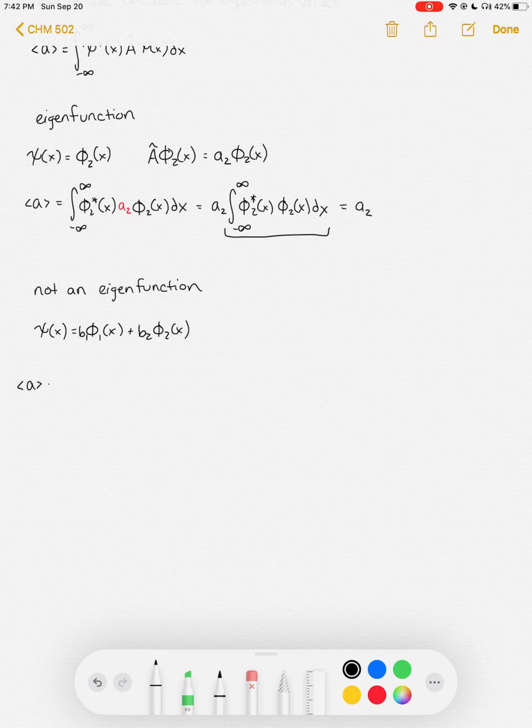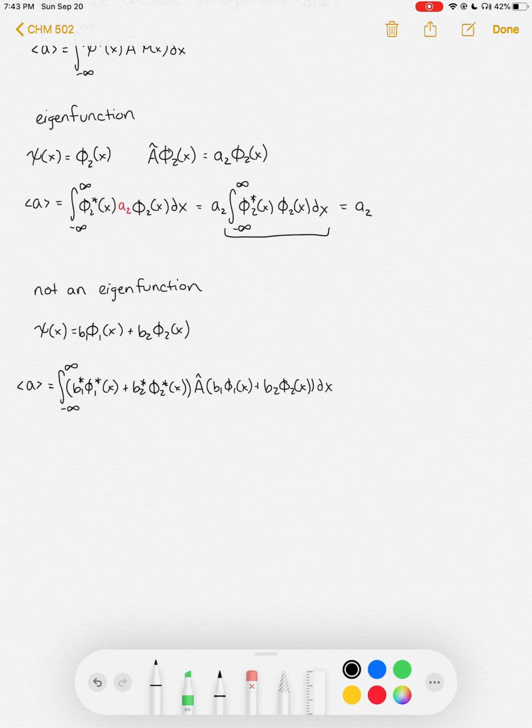The expectation value of A, again, is equal to the integral from negative infinity to infinity of the complex conjugate of our wave function, which in this case is b1 star phi1 star plus b2 star phi2 star, where I'm starring all of these terms. Then it's our wave function again, operated on with operator A: operator A acting on b1 phi1 of x plus b2 phi2 of x. Okay, we have a lot going on here, but let's break it down.